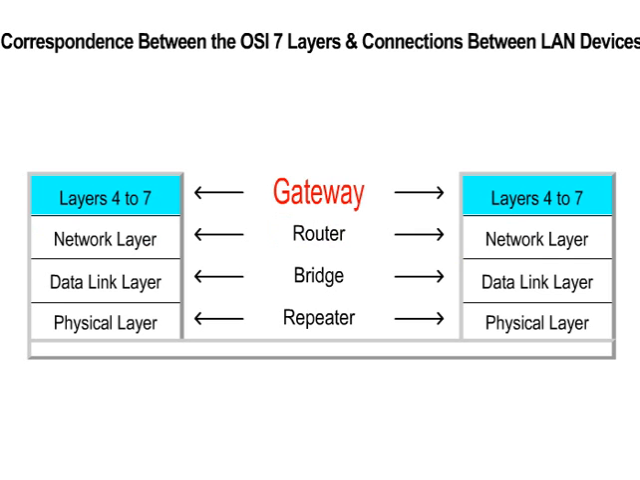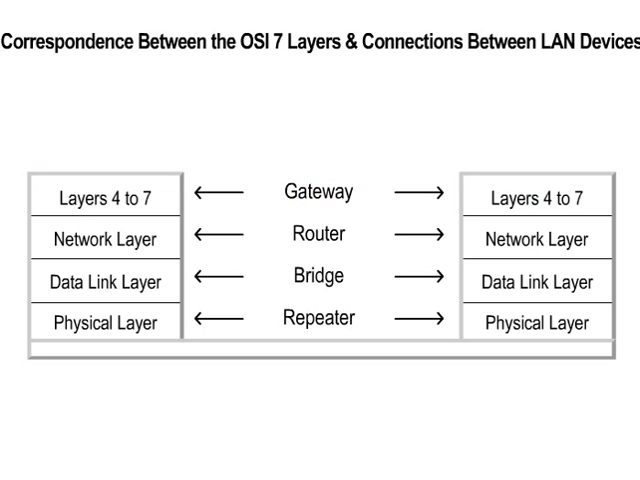4. Gateway. A gateway can interconnect networks with different, incompatible communications protocols. It performs a protocol conversion function at OSI layers up through the session layer.